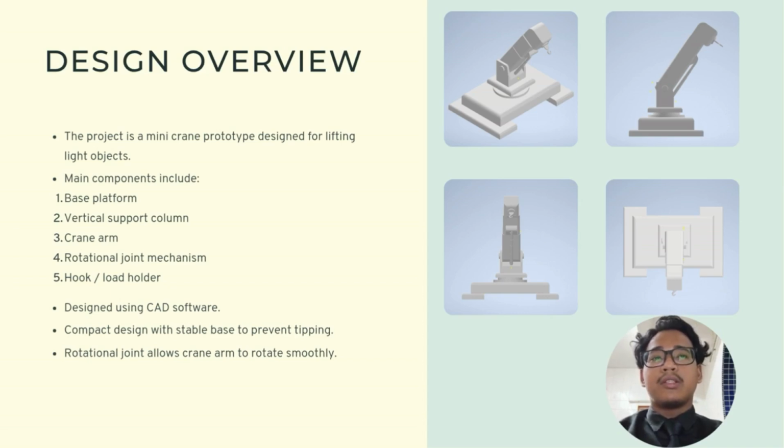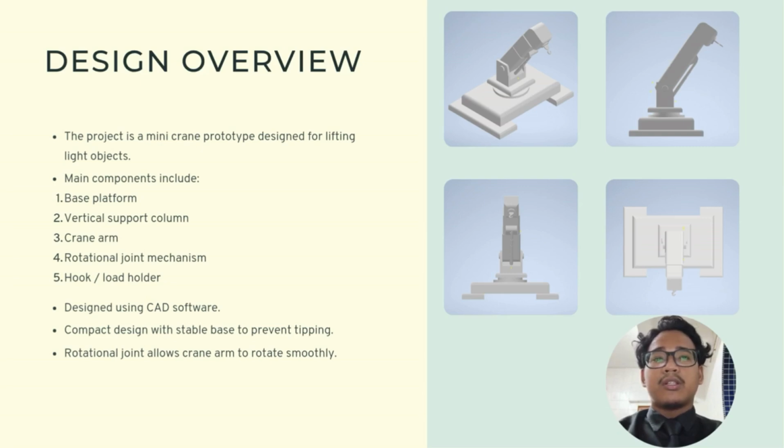The project is a mini crane prototype that is specifically designed for lifting light objects in a controlled and efficient manner. The main objective of this design is to ensure stability, functionality, and smooth operation during lifting tasks. The system consists of several main components. First is the base platform, which provides a strong and stable foundation to support the entire structure and prevent tipping during operation. Next is the vertical support column, which acts as the main structure to hold the crane arm and transfer the load safely to the base.